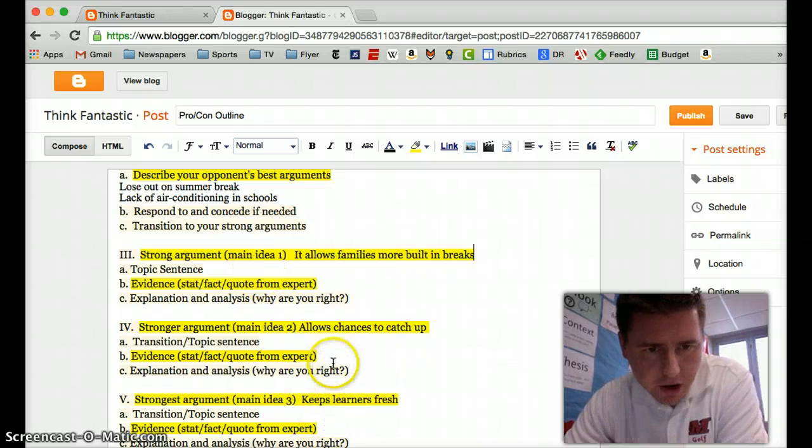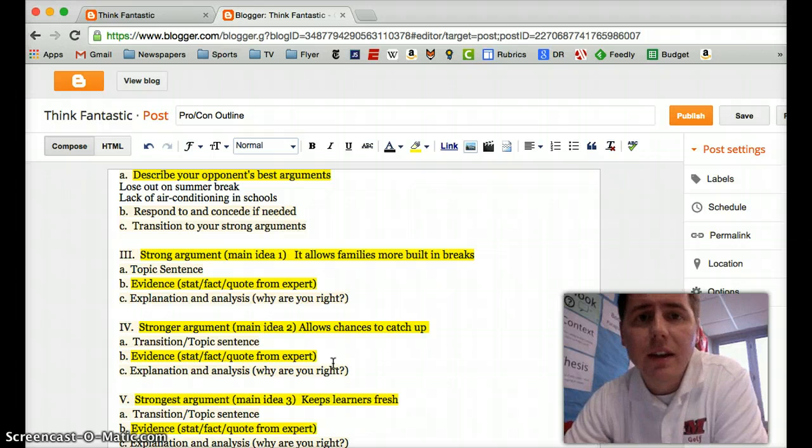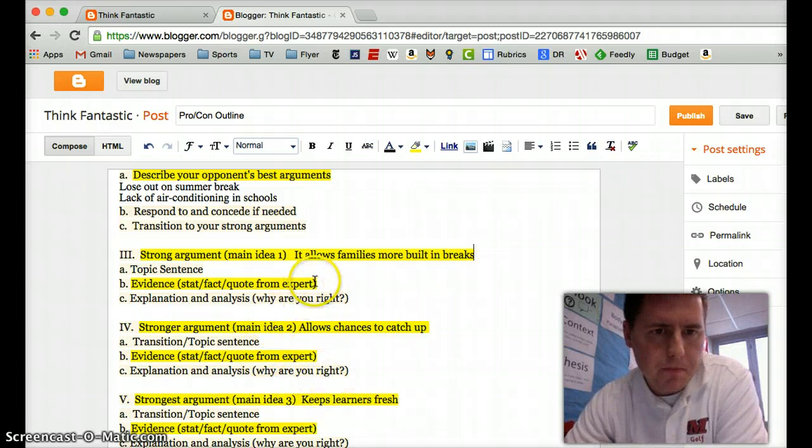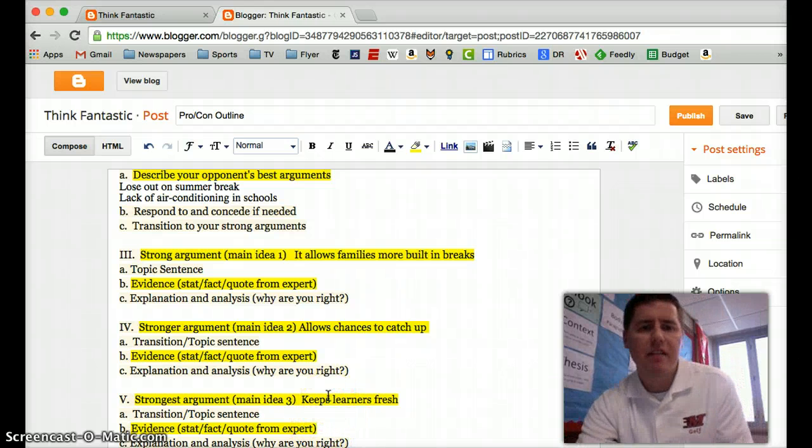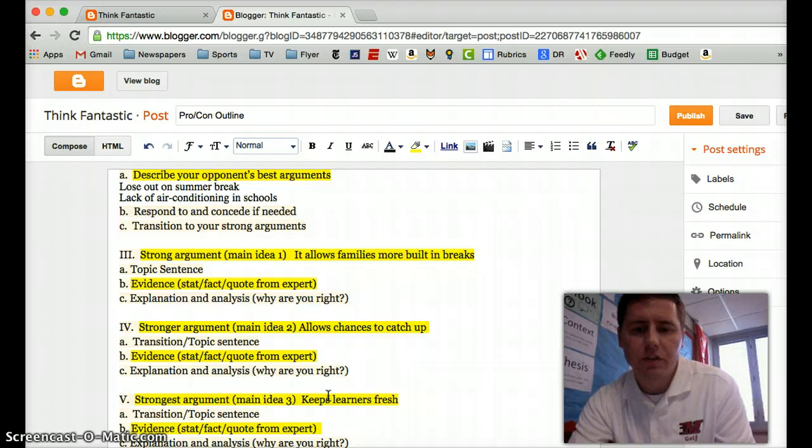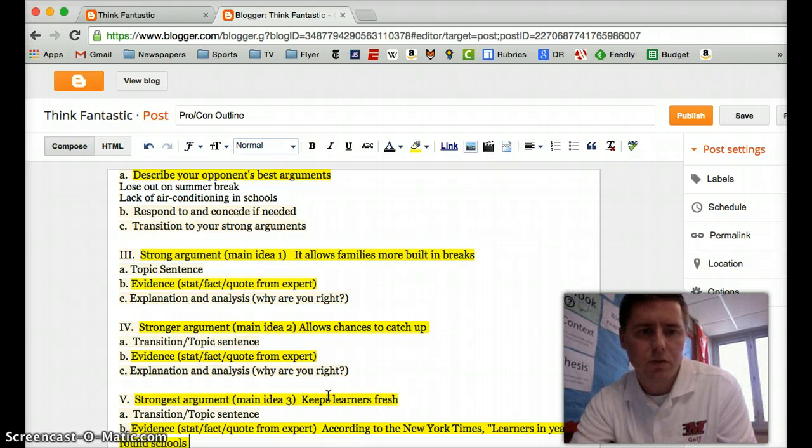Then, after I've put my 3 arguments, that's where I need to go back to my evidence that I've collected, which we did last week Friday. What is my evidence that supports this? That would be a key stat, fact, or quote. So for instance, maybe I have this line: according to the New York Times, quote, learners in year-round schools report higher levels of engagement.